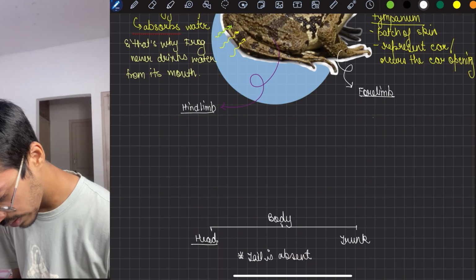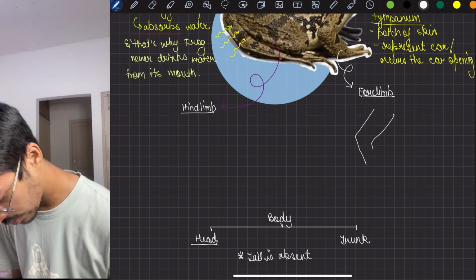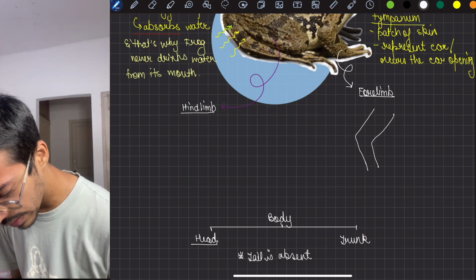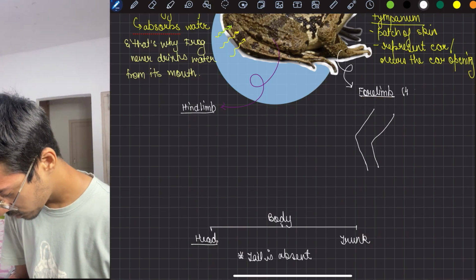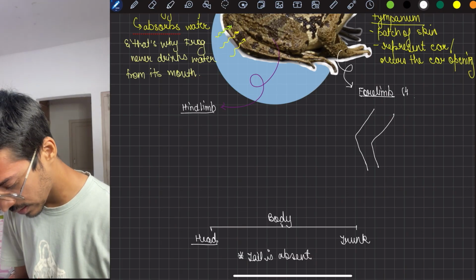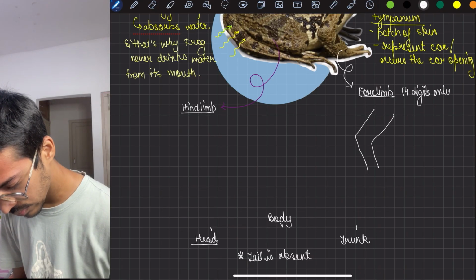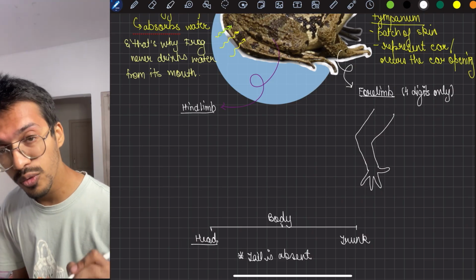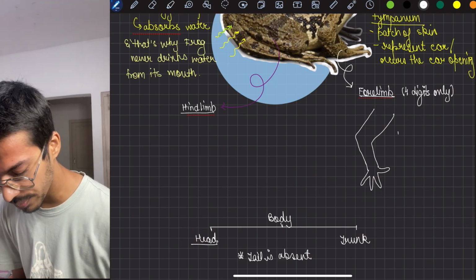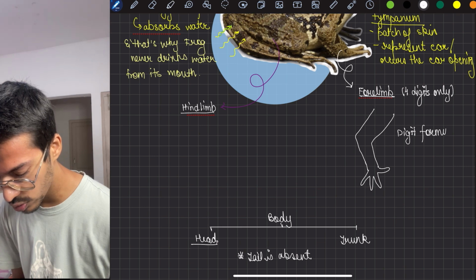If you see the forelimb, it looks like this. In the forelimb, it has 4 fingers, so 4 digits only. So I'm going to make the 4: 1, 2, 3, 4. And these 4 digits have a digit formula. So what is the digit formula in the forelimb? This is what you have to remember.